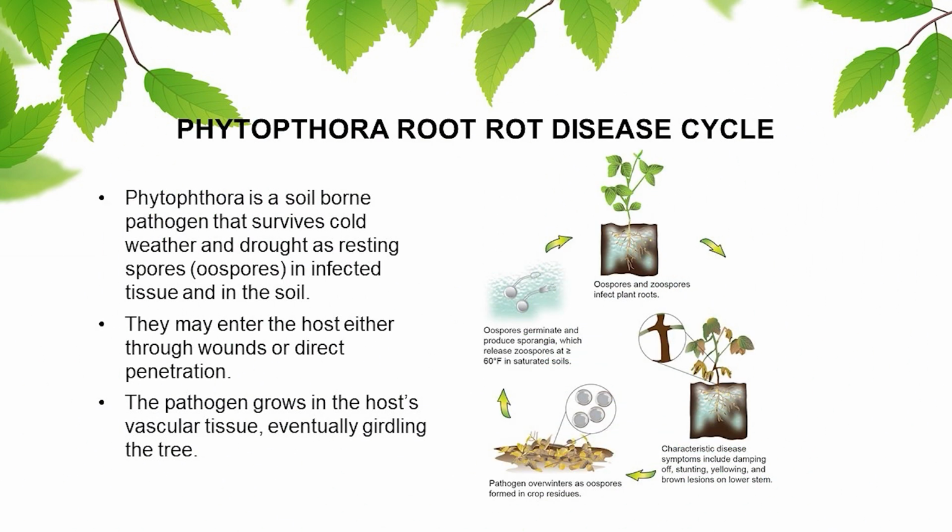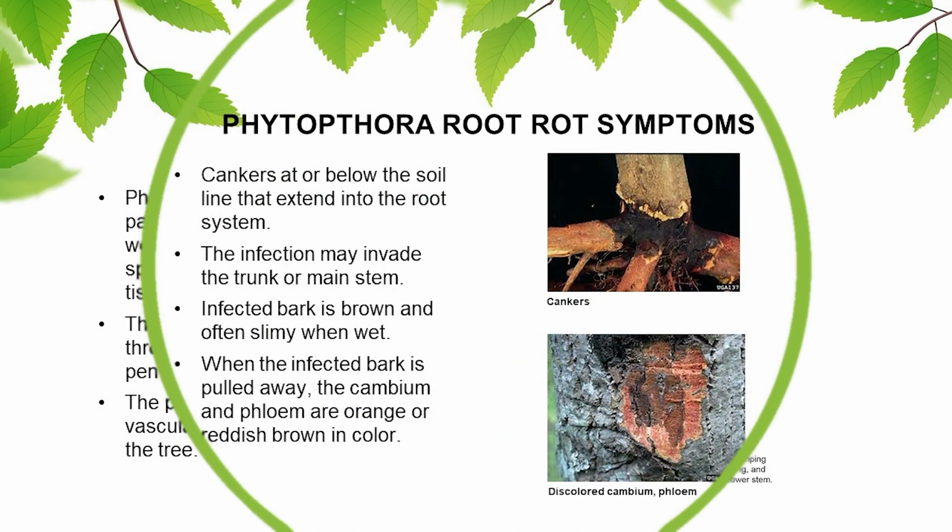Phytophthora root rot disease cycle. Phytophthora is a soil-borne pathogen that survives cold weather and drought as resting spores, known as oospores, in infected plant tissue and in the soil. The oospores enter the host, either through wounds or direct penetration. The pathogen grows in the host's vascular tissue, eventually girdling the tree.